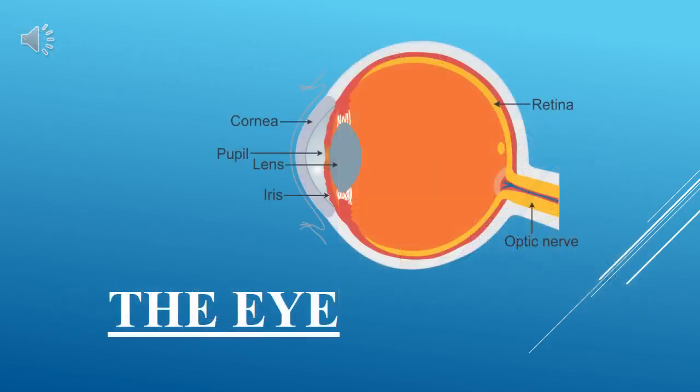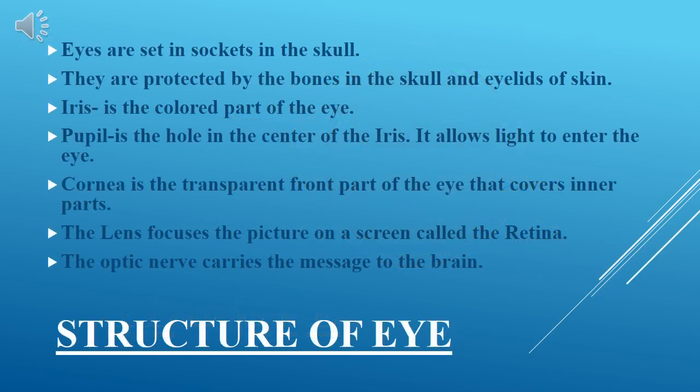Look carefully at this labeled diagram of the human eye. The human eye is the organ of sight. The parts labeled in this diagram are cornea, pupil, lens, iris, retina and optic nerve. All these parts of the eye play an important role in forming the image of the object and carrying the message to the brain. Eyes are set in sockets in the skull. They are protected by the bones in the skull and eyelids of skin. The eye is a very sensitive organ. Therefore nature has provided enough protection to the eye.